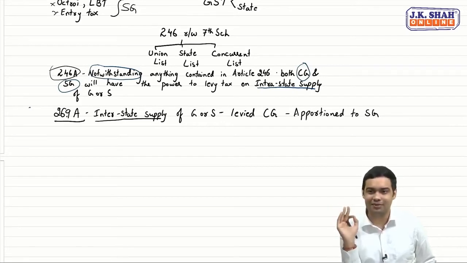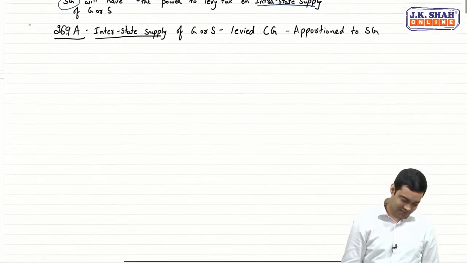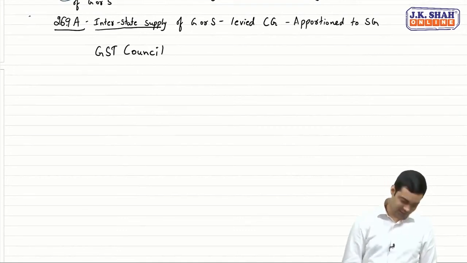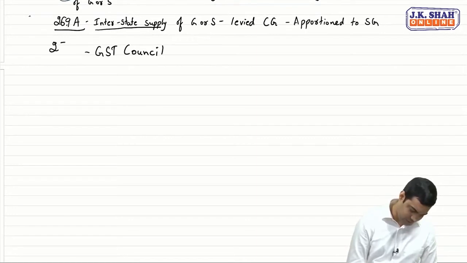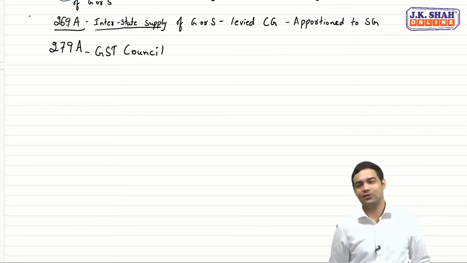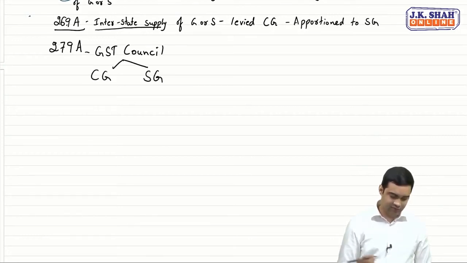Don't worry, Parliament has provided a space for fighting in the constitution with respect to GST, and that fighting place is known as GST Council. This GST Council, a very powerful body, Article 279A deals with GST Council. GST Council is a combination of central government and all state governments taken together.